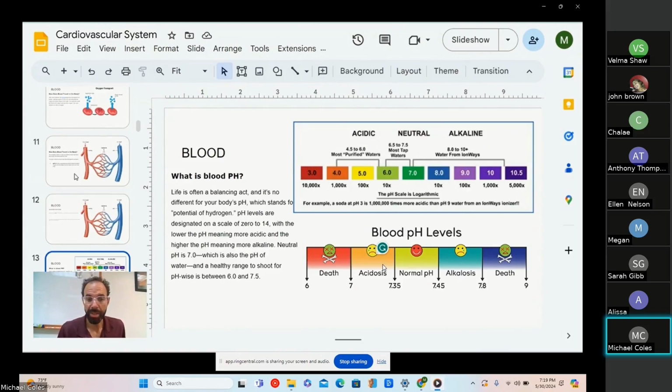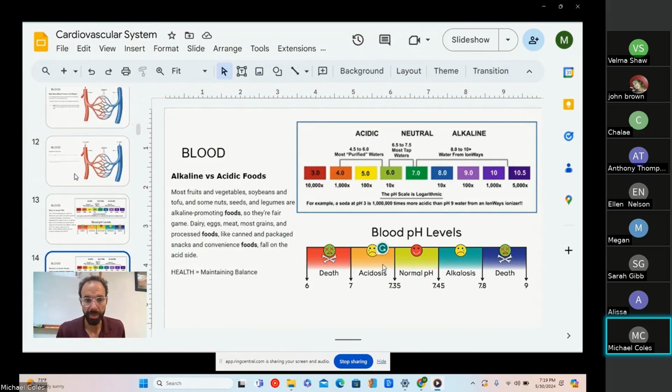Because of our diet, we can tend to be too acidic by eating a lot of acidic foods, fried foods, oily foods, and we want to eat more vegetables to bring our body to an alkaline state. Like I said, fruits and vegetables, soybeans, tofu, nuts, seeds, legumes are alkaline promoting foods. Dairy, eggs, meat, most grains, and processed foods are going to be on the acidic side.